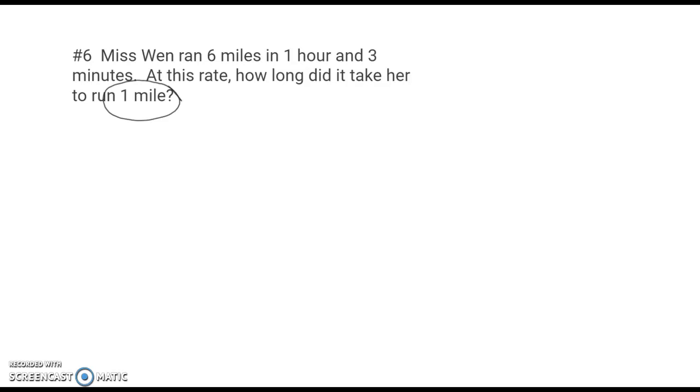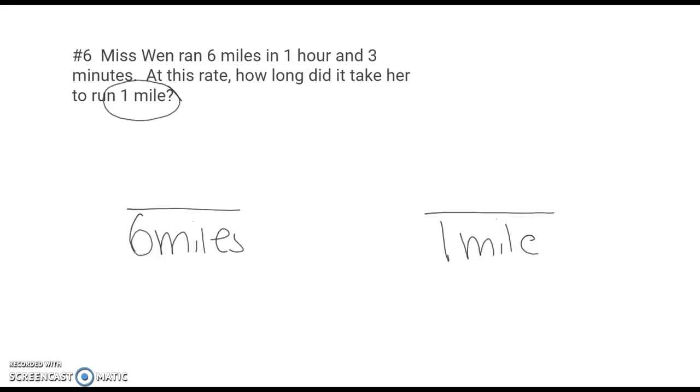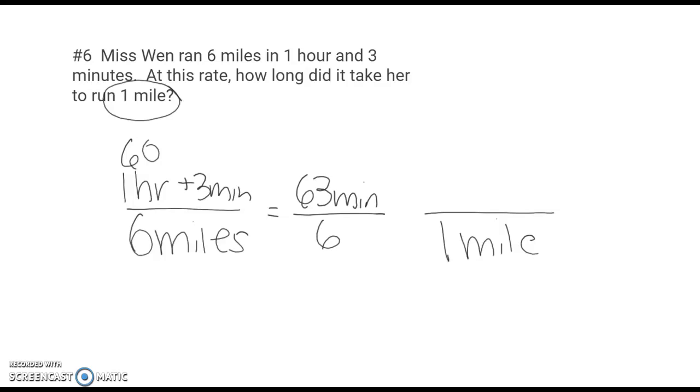So we're going to go ahead and put the miles at the bottom because we want to make sure that that's 1 mile. So we're going to match that with 6 miles, which is also going to go at the bottom. Up at the top, it's 1 hour and 3 minutes. So what we're going to need to do is convert that into minutes. 1 hour is 60 minutes, so that is 63 minutes for 6 miles.